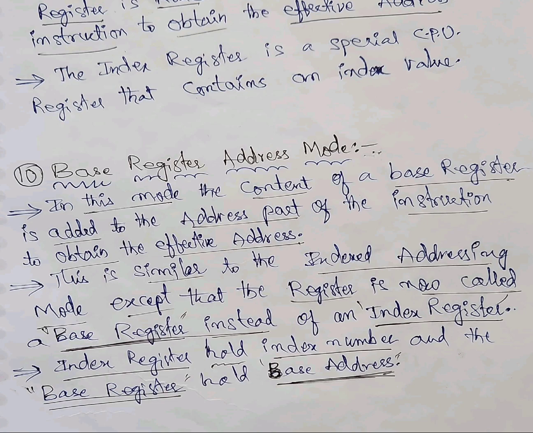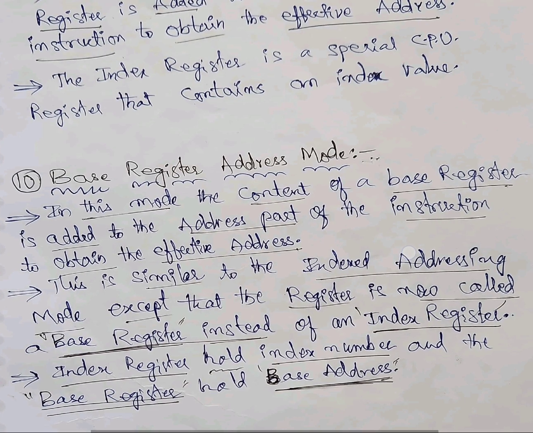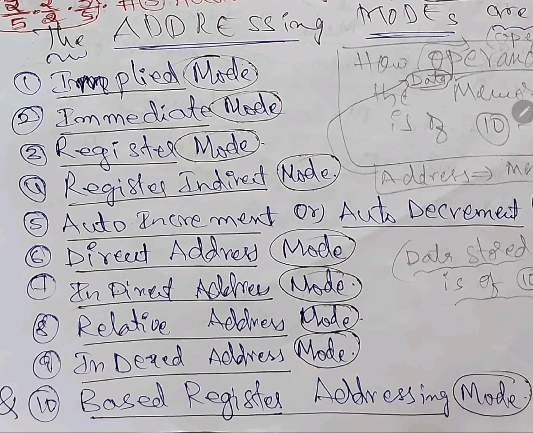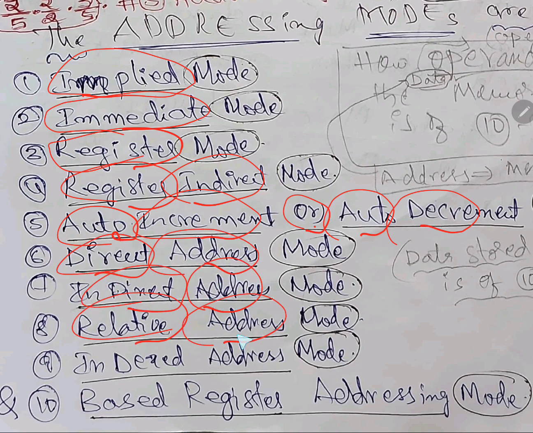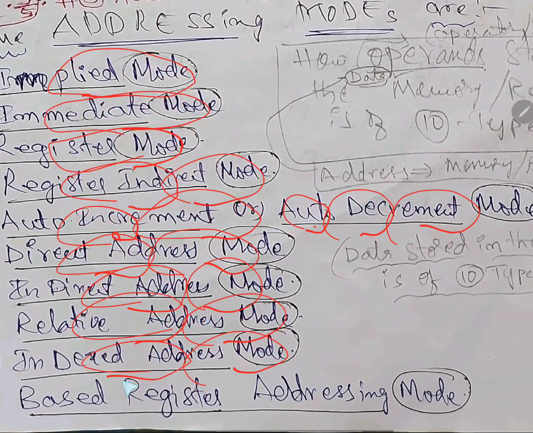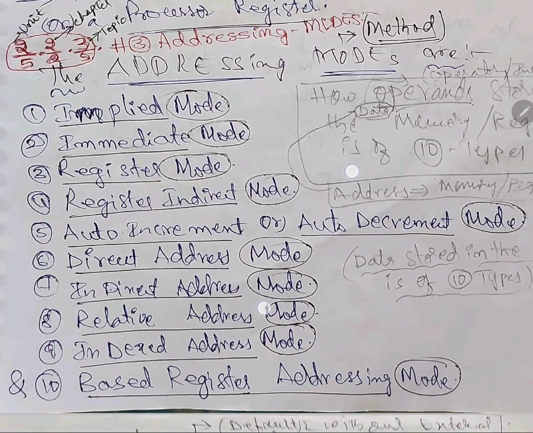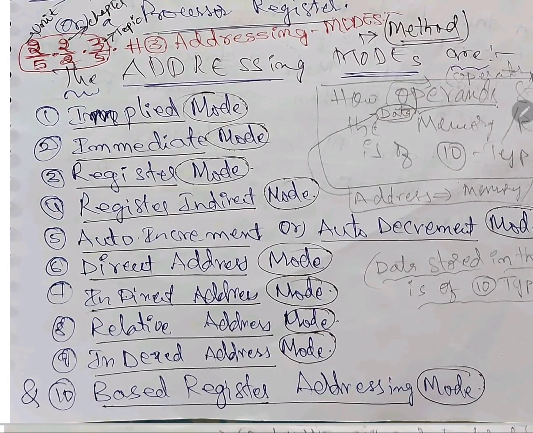Very simple, right? You can learn the 10 side headings by heart and write the points accordingly and neatly. You will get full marks. So this addressing mode is fetching the address from the memory, storing the operands. It is of 10 types: implied mode, immediate mode, register indirect mode, auto increment or auto decrement mode, direct address mode, indirect address mode, relative address mode, indexed address mode, and base register mode. You can easily learn this by heart and write accordingly.